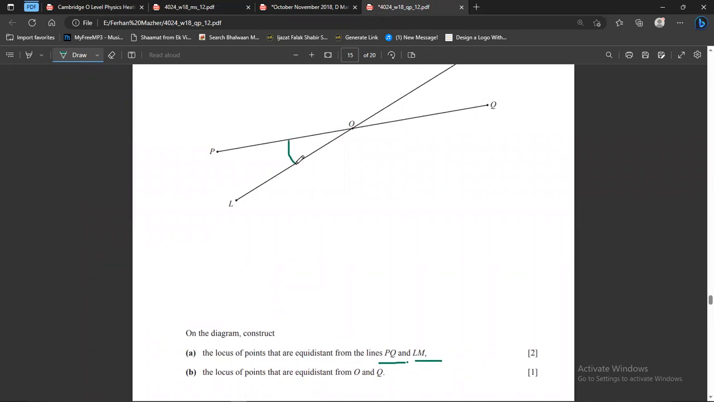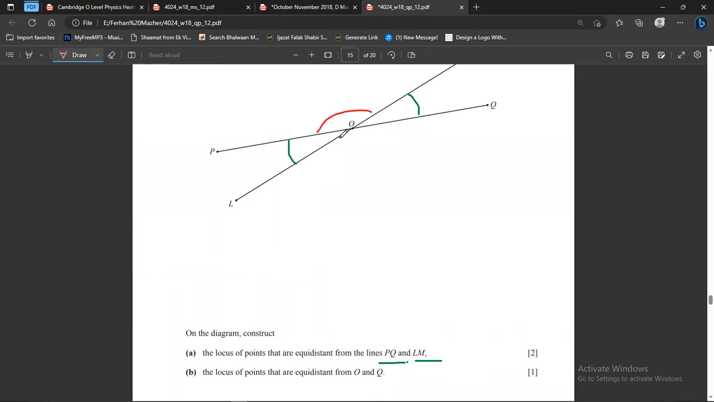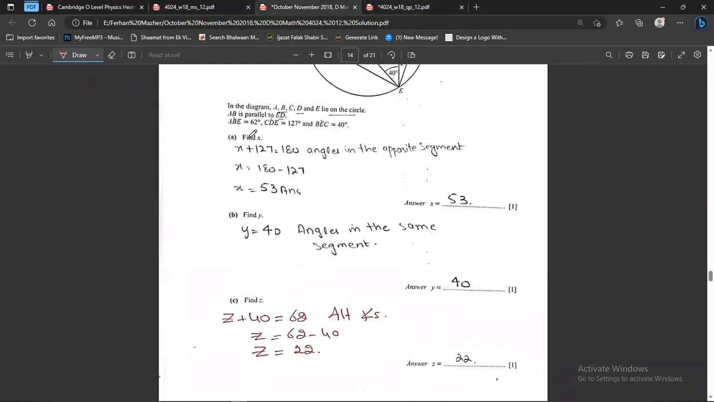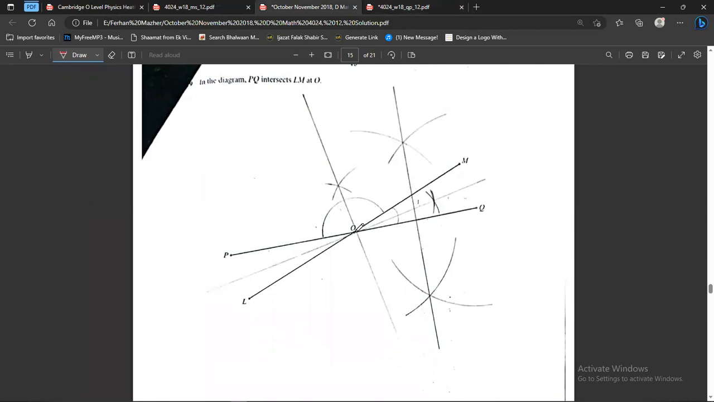So I will draw the angle bisector of this angle, and then I will draw the angle bisector of this angle as well. So I will take out my compass and put the compass here. I will draw one arc here. Then I put the compass here and draw an arc here. Then I put my compass here and draw this arc. Then I will join where these two arcs intersect each other with the point O, and I will prolong it. So this angle has been bisected.